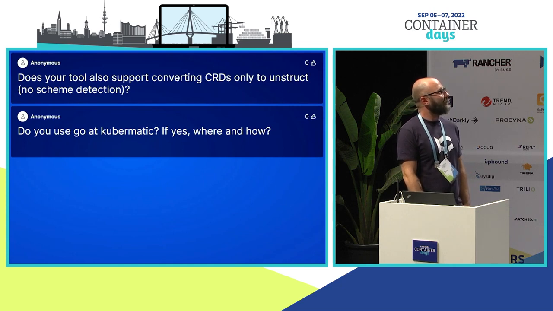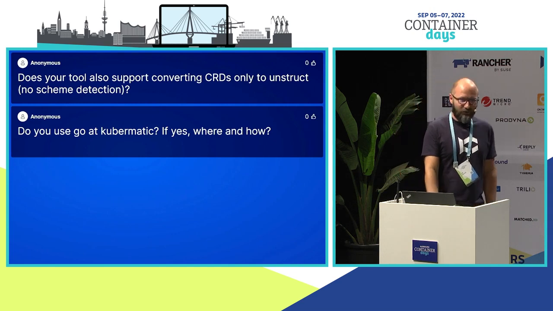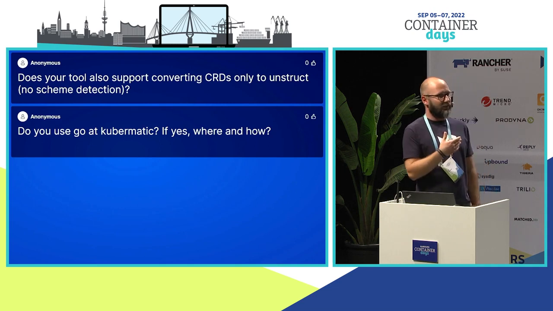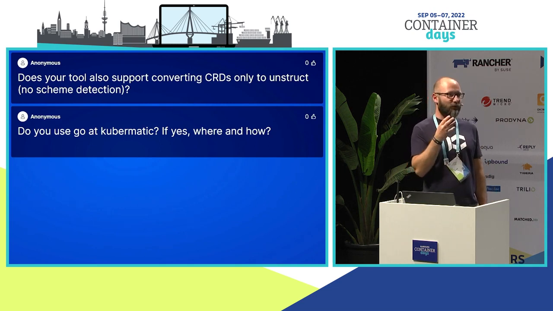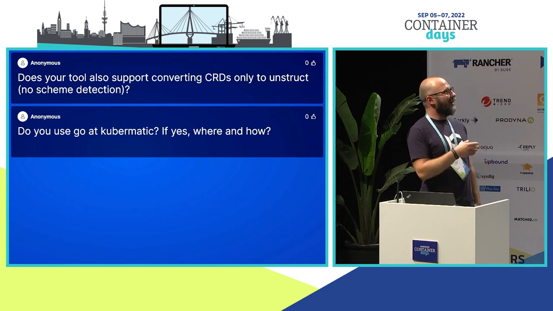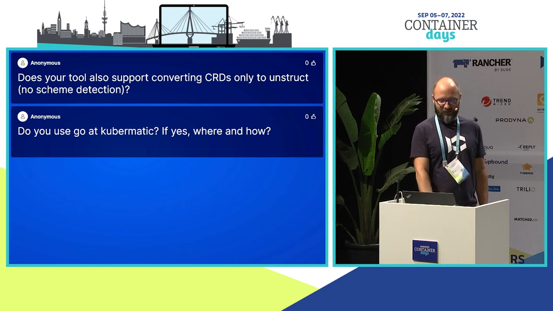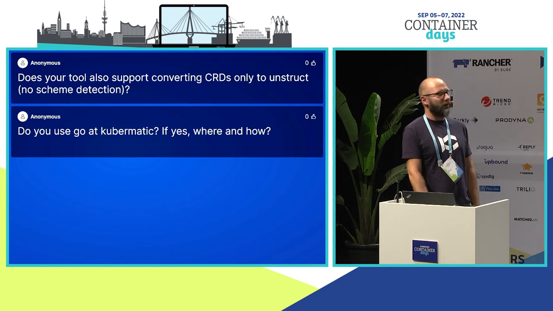If you could just take a few minutes to answer them, that would be cool. Yeah. So does your tool also support converting CRDs only to unstructured, no scheme detection? Scheme detection is currently still work in progress. The algorithm I outlined is something that I have in my head, and I just need to convert it into actual code. So right now, there's this default that it will output as unstructured. But I'm optimistic that whenever I have boring tasks again, I will be able to look at it and finally get it across the finish line.